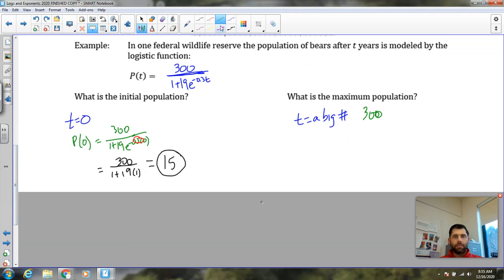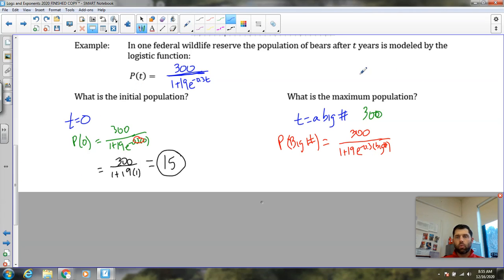But if I just think about t being a big number, I could plug in 1,000, I could plug in 100,000. We're not going to really worry about that many years down the road. But if I say just p of a big number, and I just think about plugging a big number into my formula, I have 300 over 1 plus 19 e to the negative 0.3 times a big number. So really what we're doing is we're evaluating what happens when t approaches infinity.